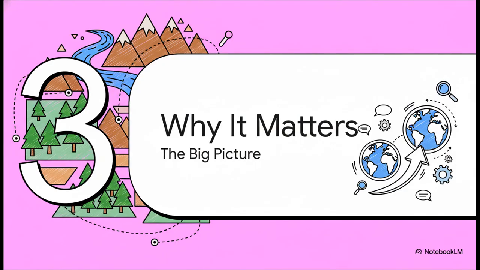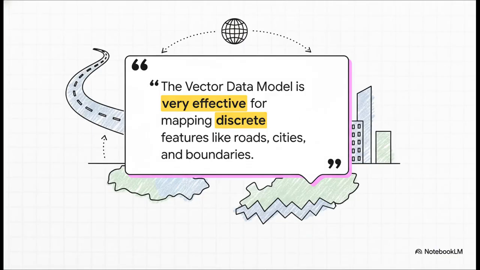All right, so let's tie all this together. Why does this model really matter? What's the big picture here? This quote from our source material really just nails it. The vector data model is what gives us this hugely effective way to map all the distinct individual features of our world. It's how we translate the physical reality of roads, cities, and borders into clean, digital information that we can actually analyze and understand.